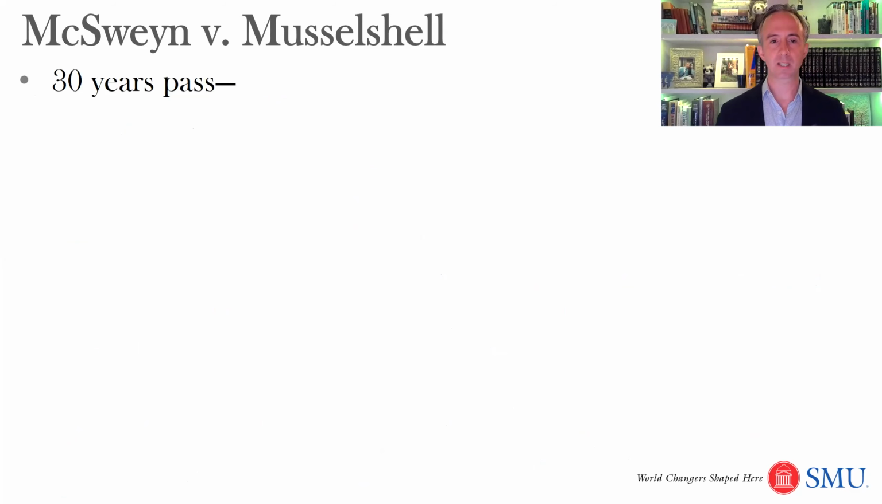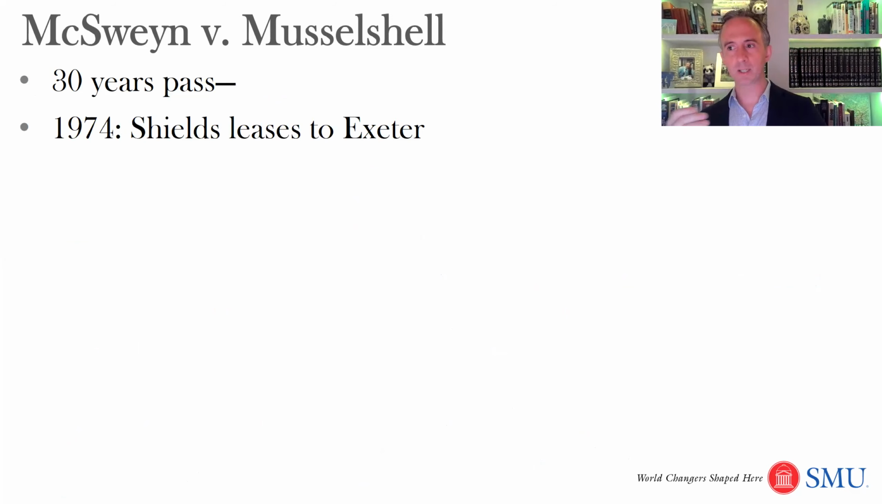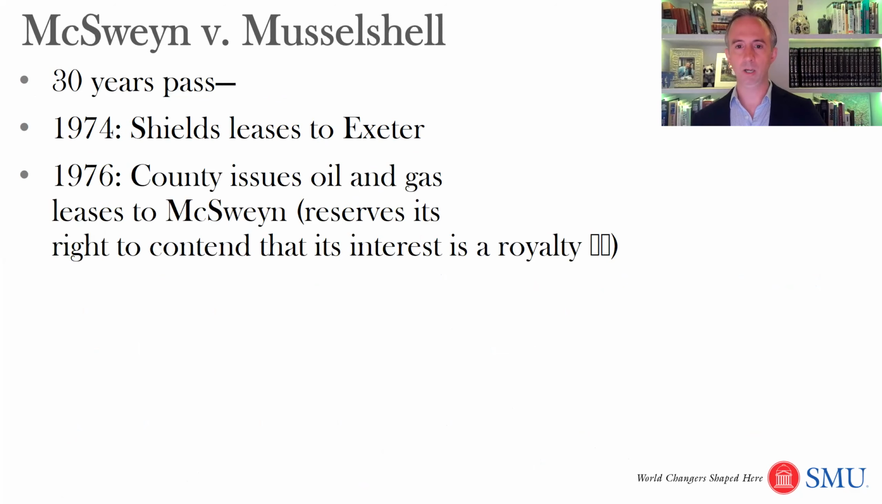Because what happens is 30 years pass, Shields, the landowner who purchased most of it, leases to Exeter. Well and good. But the county issues oil and gas leases to McSwine. So it gives leases to McSwine, but it says it reserves the right to contend that its interest is a royalty. Okay, that's confusing. So if what you get is just a share of the oil and gas produced, you can't really lease that. That's just a share of oil and gas.